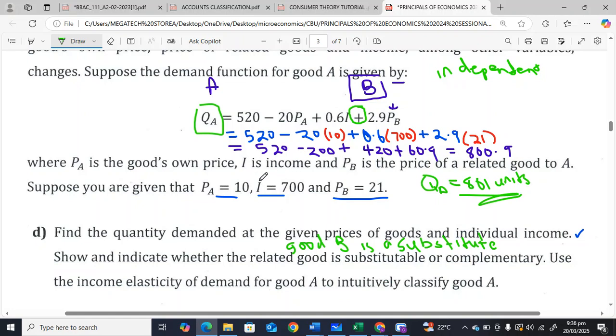The individual income, I equals 700, we substituted it here. Remember, these three values that have been given in the question, we substituted them all into our demand function. That's how we got that 801 units.